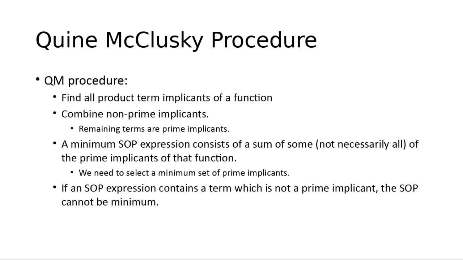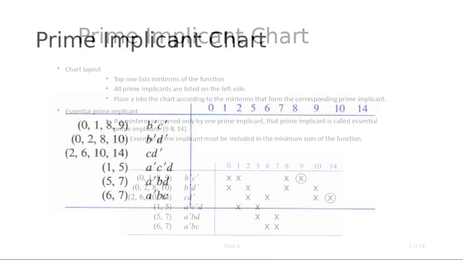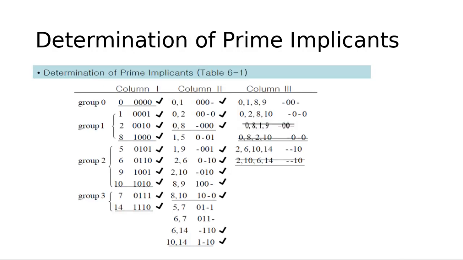So let's see the Quine-McCluskey procedure again. You can see the QM procedure. Find all product terms that are implicants of a function. Combine non-prime implicants. The remaining terms are prime implicants, right? Like that. We took only the remaining ones, right? The remaining ones are prime implicants.